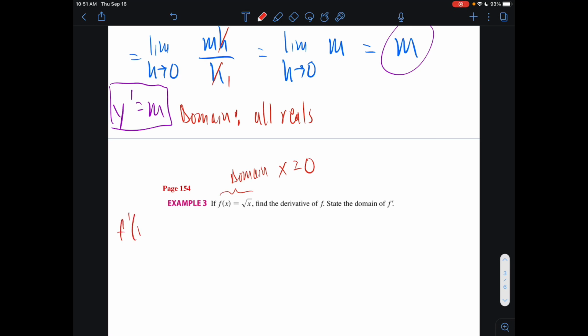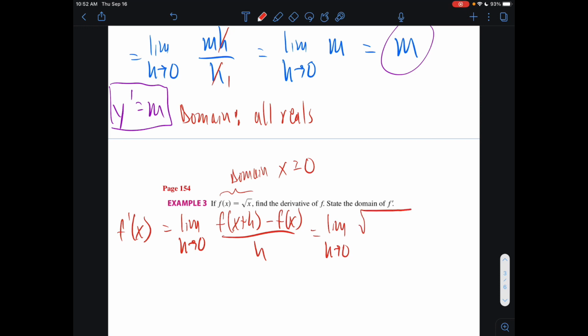So f prime of x is equal to the limit as h approaches 0 of f of x plus h minus f of x, all divided by h. I'm just restating the definition. Now I'm going to plug into my function. So I did have the square root of x, but now with f of x plus h, it has to be the square root of x plus h. And then I subtract f of x, which is the square root of x, and divide all of that by h.